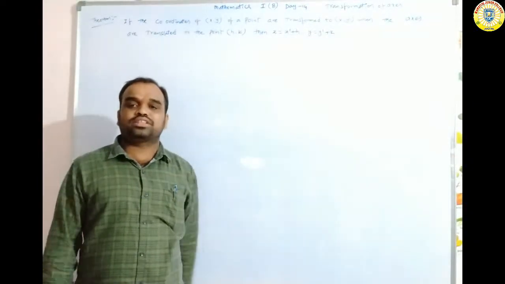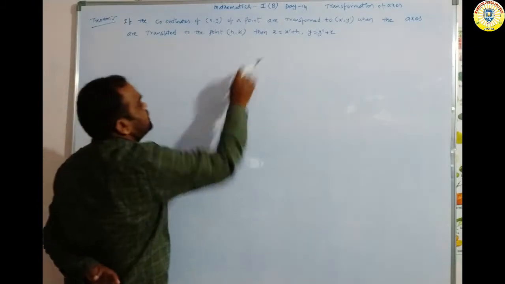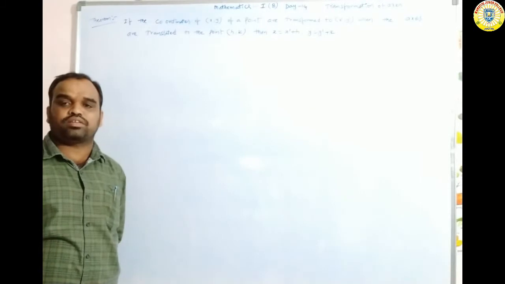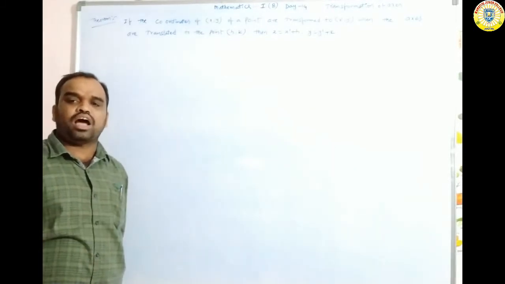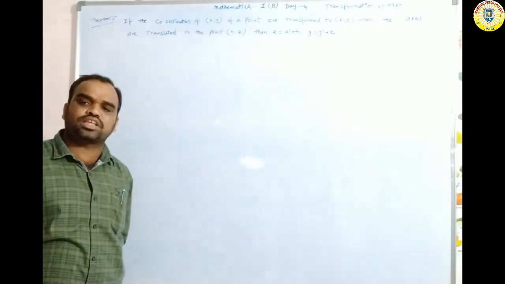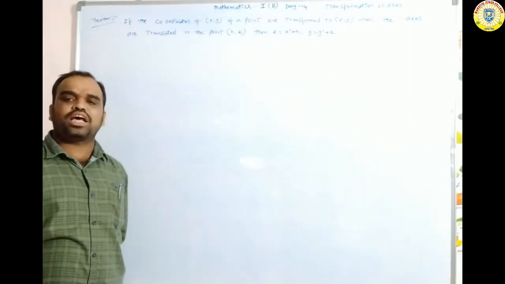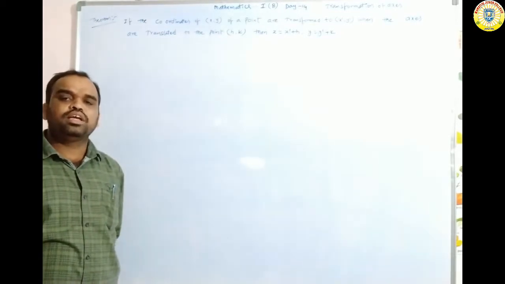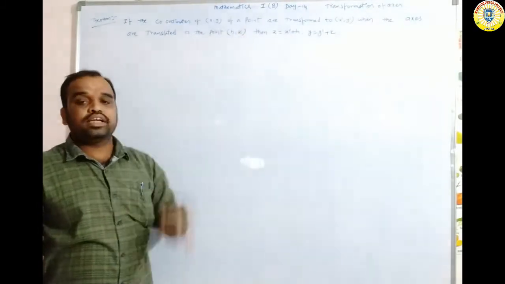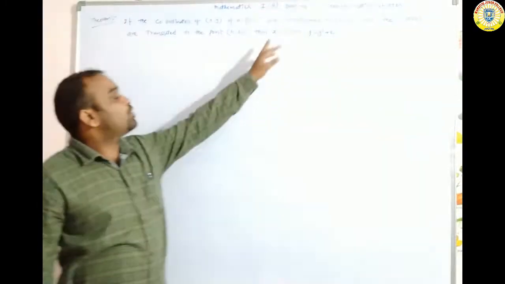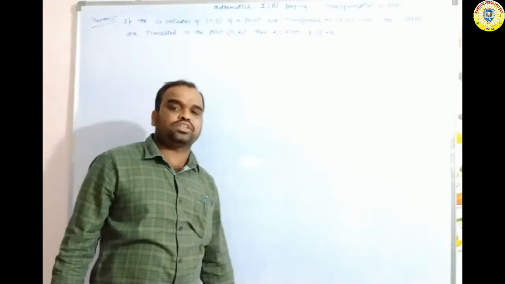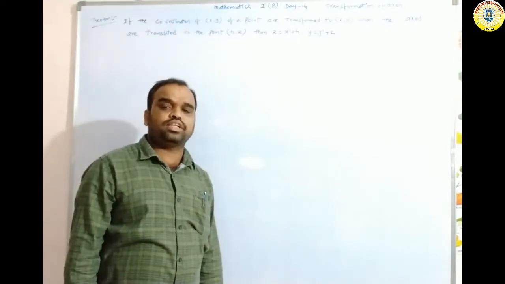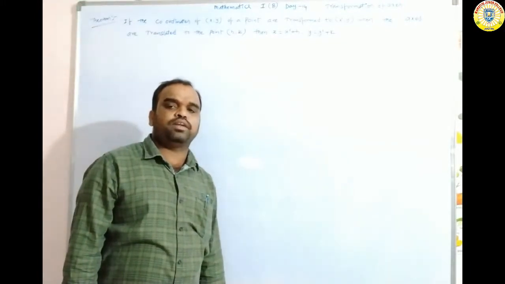When the axes are translated to the point (h, k), it means the origin is shifted. The intersecting point of the x axis and y axis is called the origin. When the axes are shifted, the origin is automatically shifted to another point, here the point (h, k). So x = x' + h, y = y' + k.